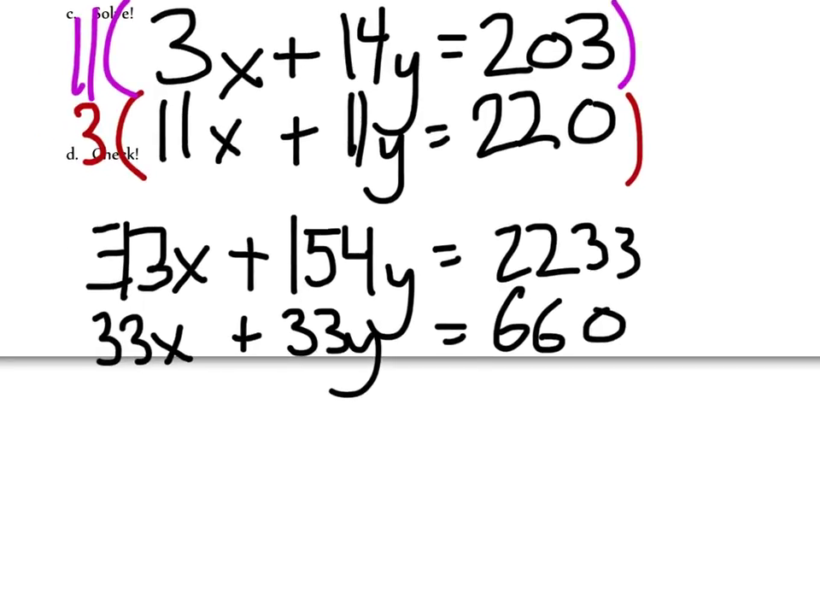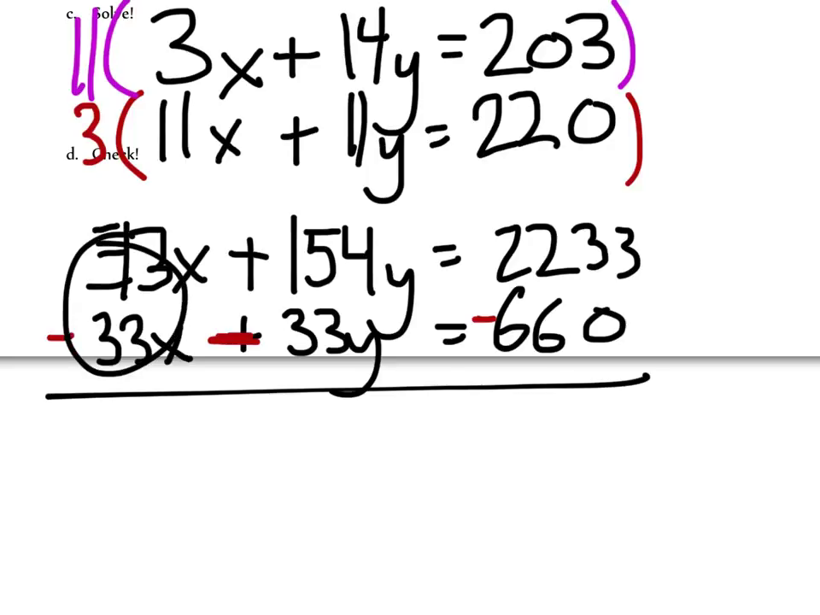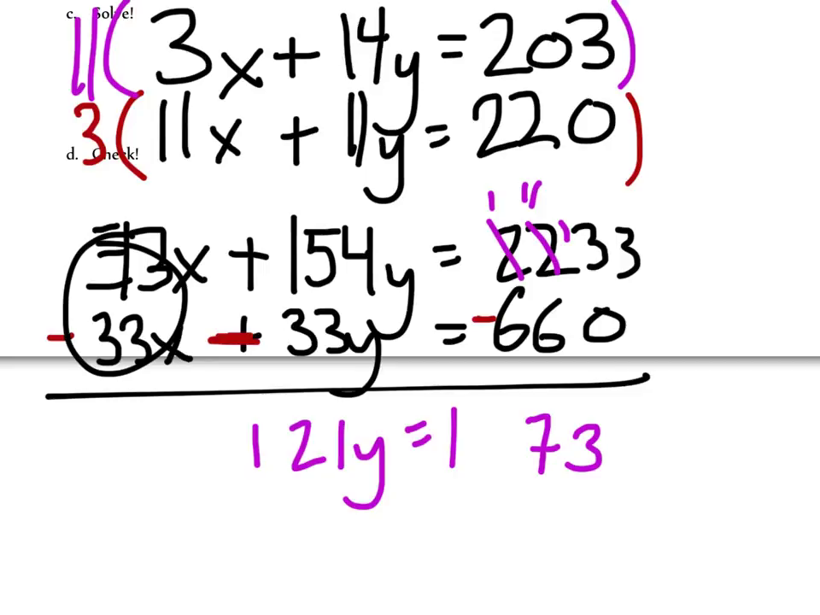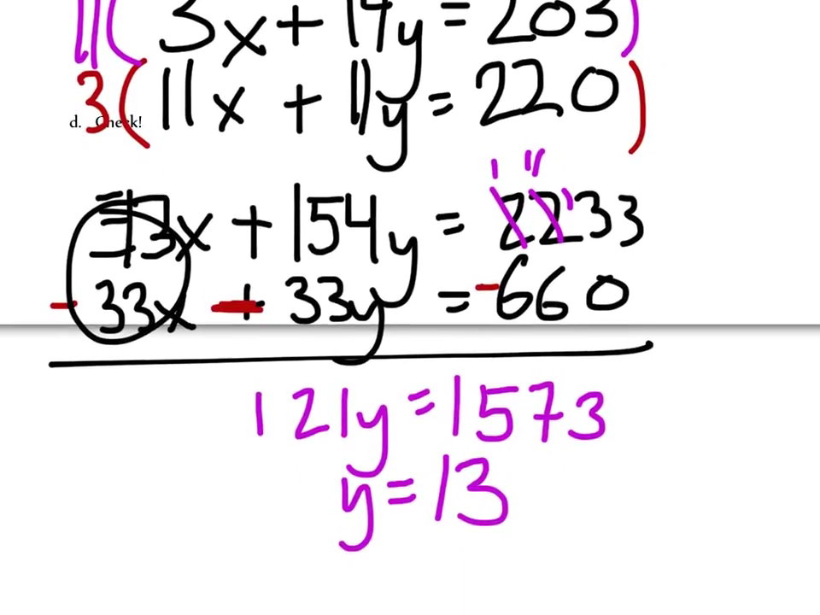Well, they have the same sign, so we need to change those: a minus and a minus. So let's subtract. The x's are 0. 154y minus 33y is going to be 121y equals 2233 minus 660, which is 1573. So someone with a calculator do 1573 divided by 121. It's 13. All right, so this means that the large box is $13.